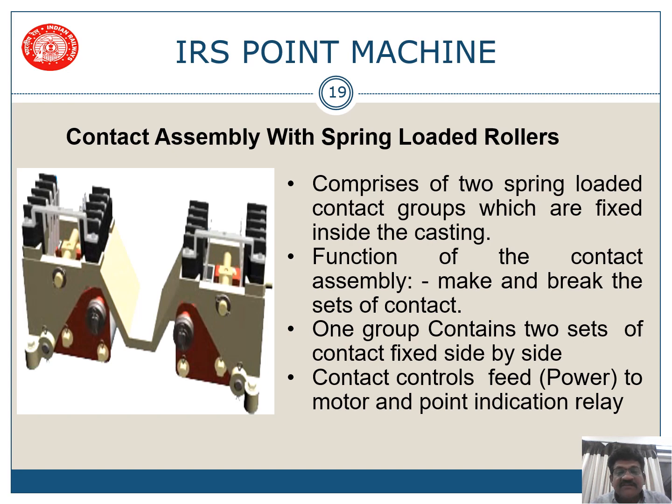This is the contact assembly with spring loaded rollers. These spring loaded rollers comprise two contact groups which are fixed inside the casting. The function of the contact assembly is to make or break a set of contacts. One group contains two sets fixed side by side. So the contacts will be like this, this is one set and this is another set. These contacts control the feed to the power motor and also detection.